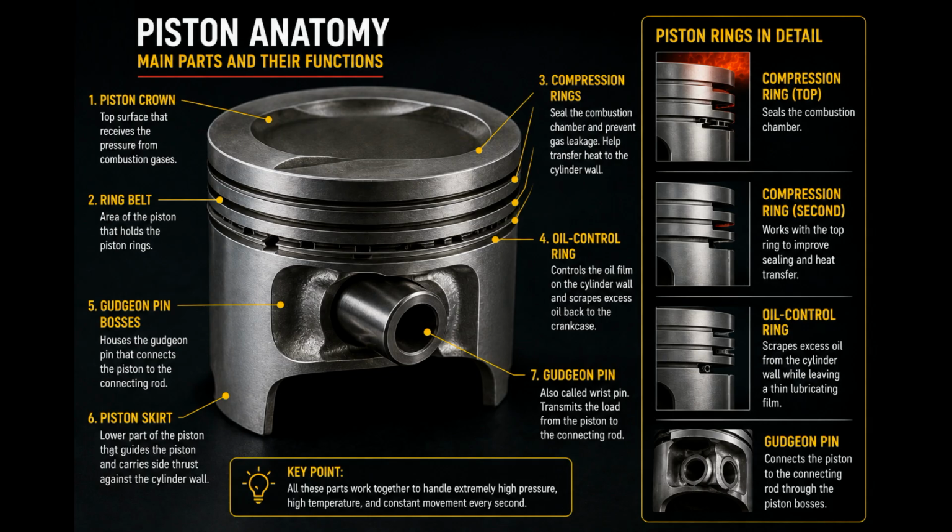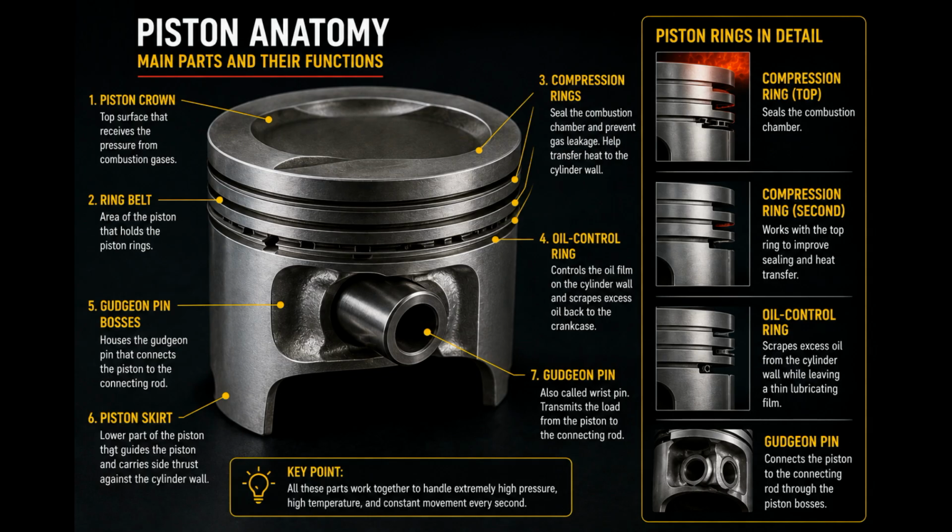The piston rings sit inside grooves in the piston in an area called the ring belt. The compression rings help seal the combustion chamber. Their job is to prevent combustion gases from escaping between the piston and the cylinder wall. They also help transfer heat from the piston to the cylinder wall.